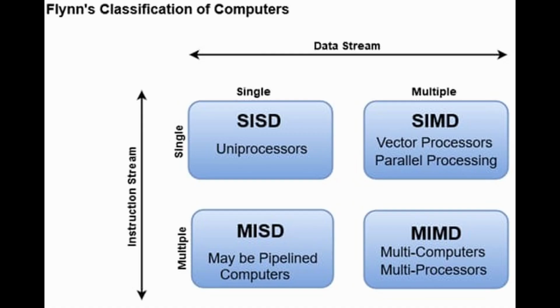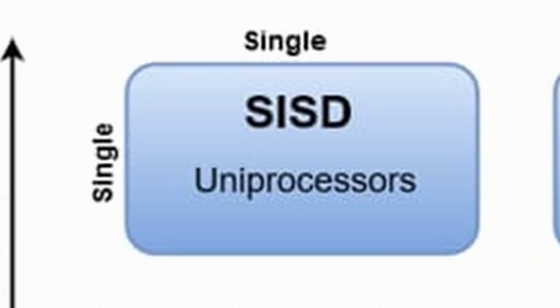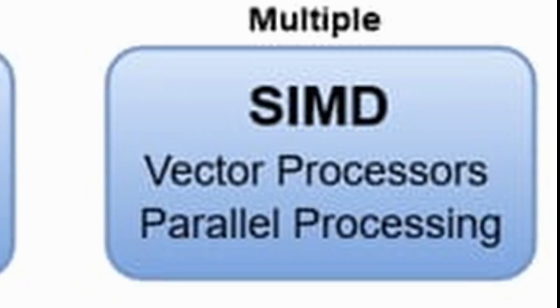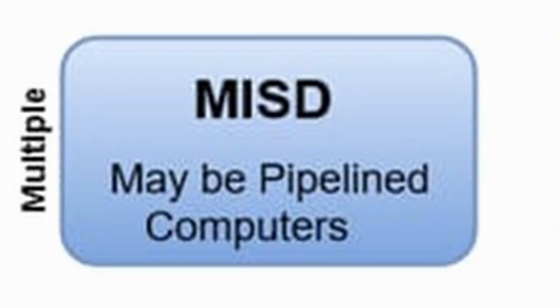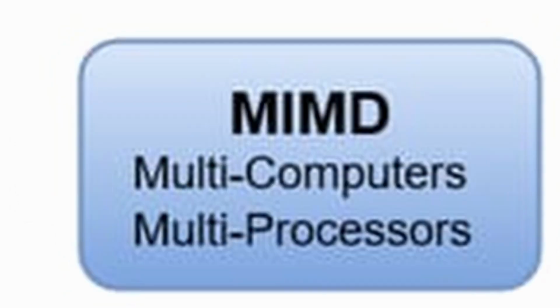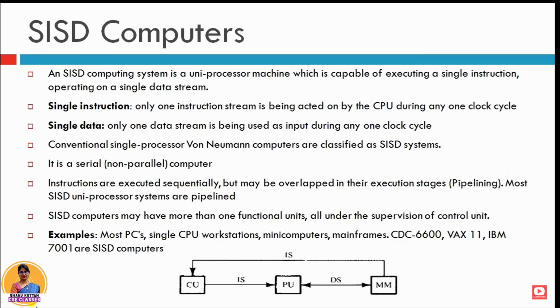There are four categories in Flynn's classification: single instruction single data (SISD), single instruction multiple data (SIMD), multiple instruction single data (MISD), and multiple instruction multiple data (MIMD). SISD means single instruction single data and SIMD means single instruction multiple data. First one is single instruction, single data. This is the simplest type of computer architecture in which a single processor executes a single instruction stream and operates on a single data stream at a time. This is the most common type of architecture and used in most personal computers and workstations.